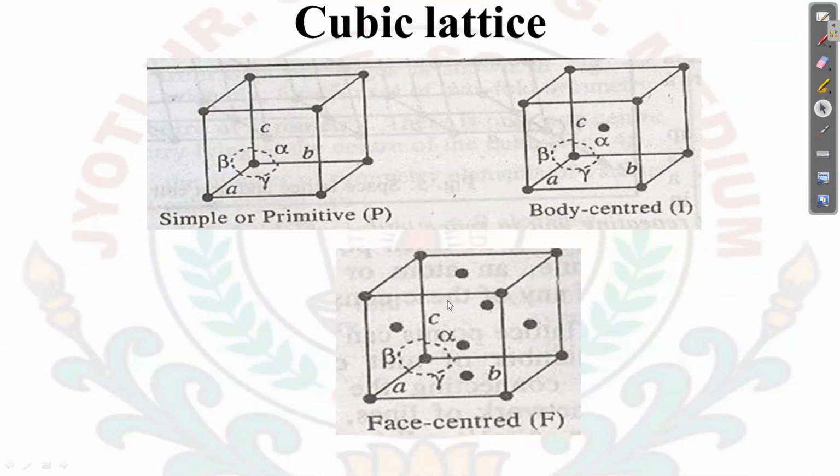Let's see the pictorial depiction of this Bravais lattice. First, the cubic lattice. In the cubic lattice, three different types are there. One is the simple or primitive, with eight corner atoms, where alpha, beta, gamma are equal to 90 degrees and a, b, c are equal to each other. Next, a, b, c are equal to each other and alpha, beta and gamma are 90 degrees, but a single atom will be present at the body center. And face centered means six atoms will be present at the faces, along with the eight corner atoms.